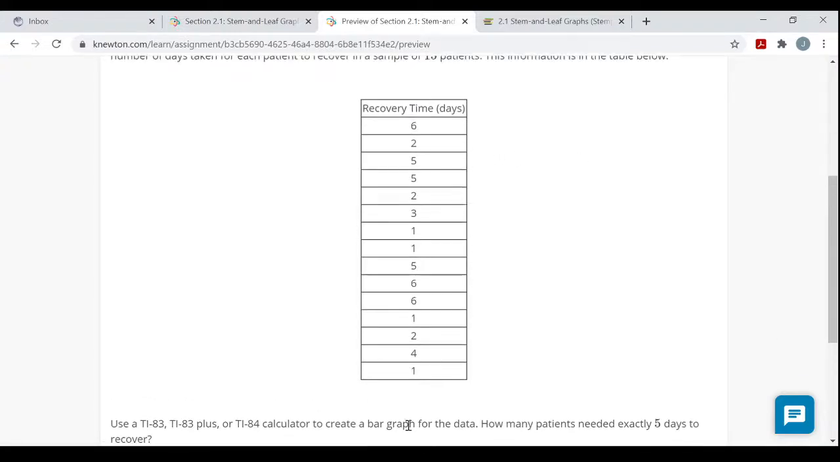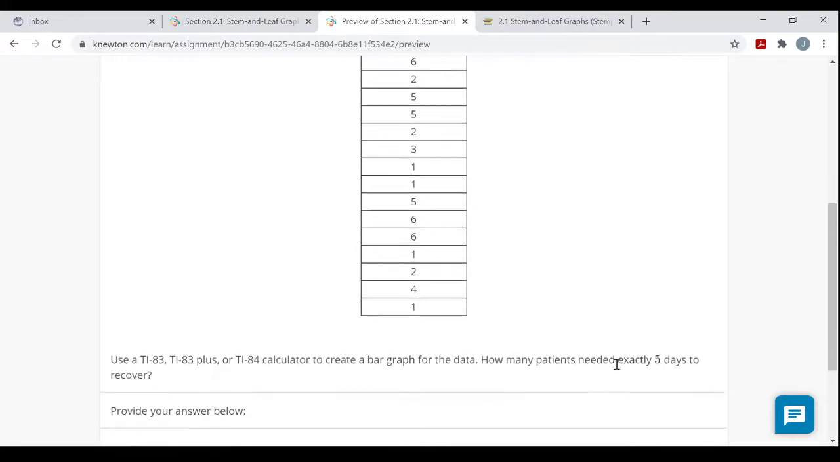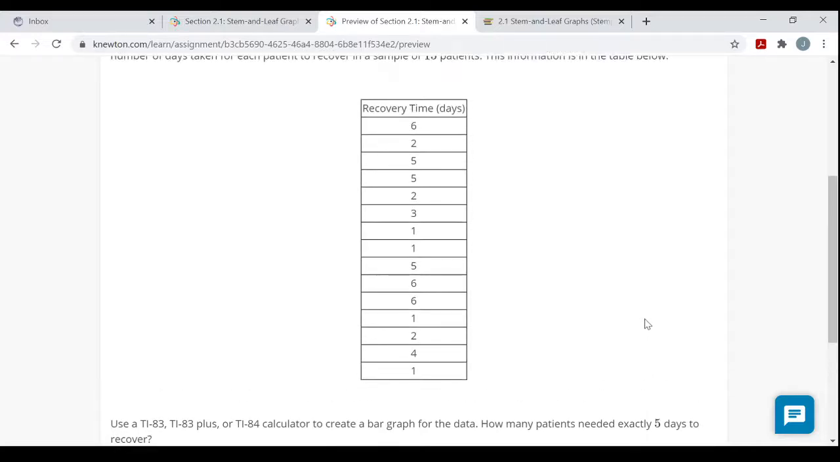So you would make a bar graph, right? There's only one list of data here. And then how many patients need exactly 5 days to recover? Now you can do the bar graph, all right, which I'm going to do, and then I'll show you what it looks like on the calculator.